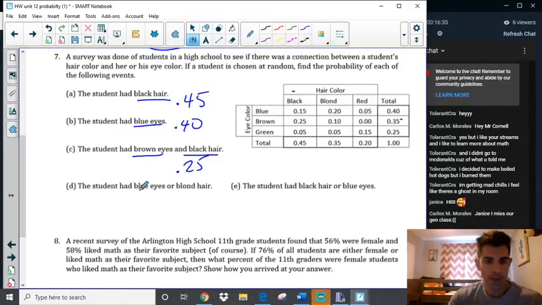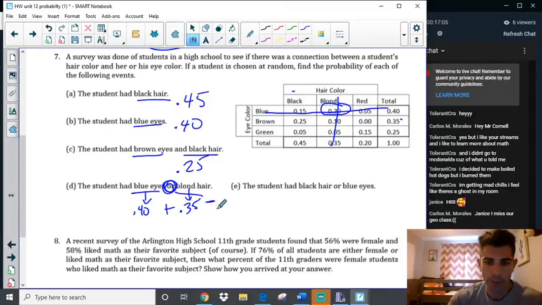Okay, a student has blue eyes or blonde hair. Okay, so here's that question again. So it's or. So first, tell me all my blue eyes. Well, all my blue eyes are 0.40. Then tell me all of my blonde hair. Okay, so where are all my blondes here? They are 0.35. Now, because it's or, you got to subtract the blue eyes and the blonde hair, which was 0.20. So you subtract out that end, and then you're going to have there 0.55.